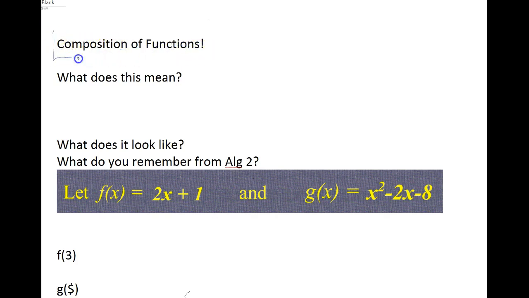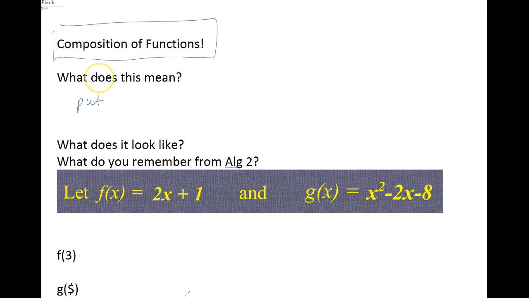Okay, so that's your title for this section, composition of functions. And let's talk about what that means. Well, composition, just in the normal English language, has to do with composing. And you see the word functions is plural. So this pretty much means putting together two or more functions in a variety of ways. And that's it. So let's write that out.